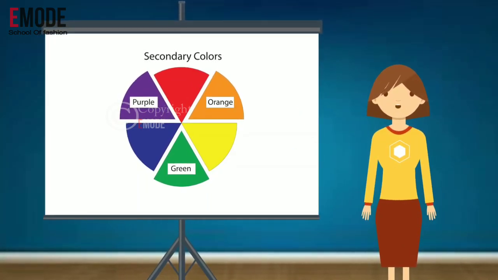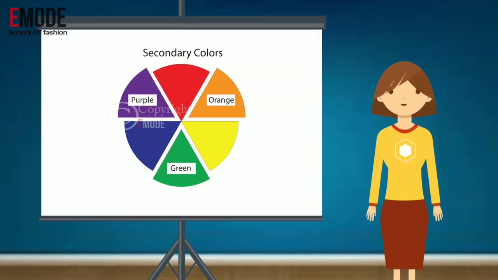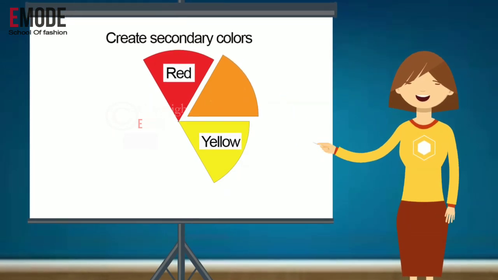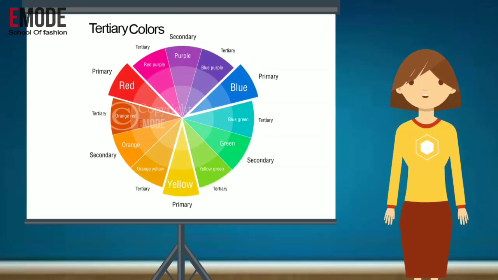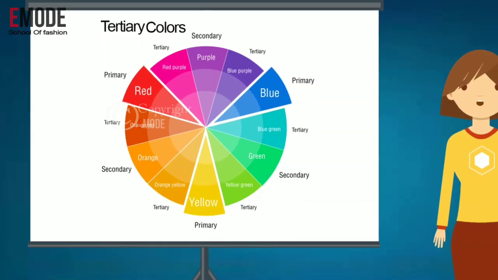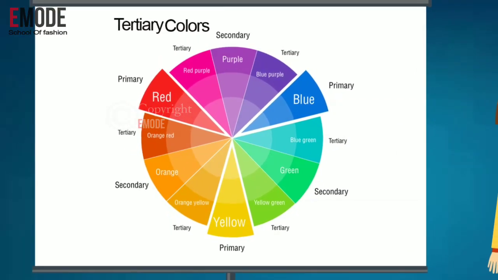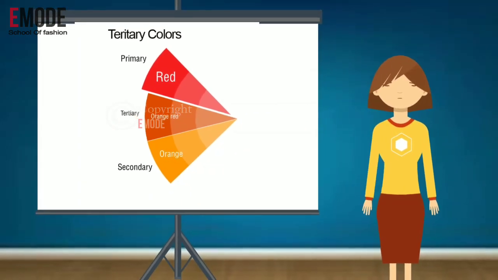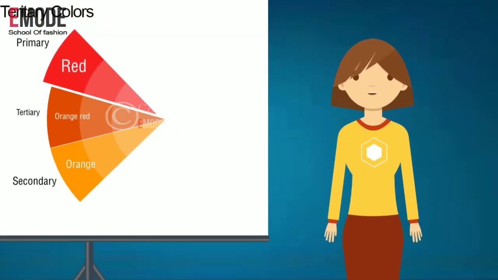By mixing two primary colors, we get a secondary color. For example, if we mix red and yellow we get orange. Third one is tertiary colors. They are 6 in the color wheel. By mixing one primary with one secondary color we get a tertiary color. For example, mix red with orange, we get orange-red. Hope you got the idea of mixing of colors.